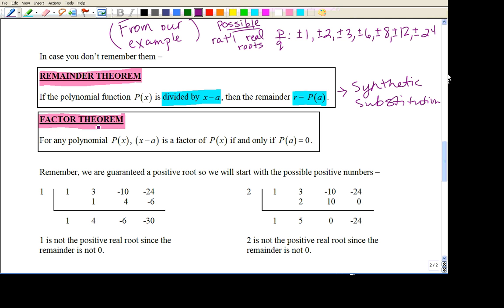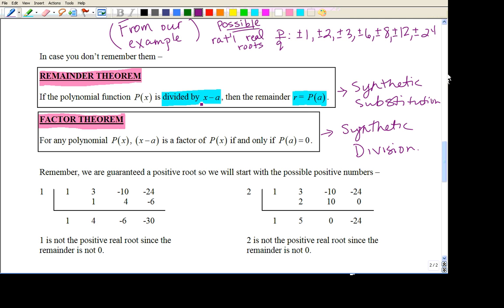Whereas we have the factor theorem, which says that for any polynomial p of x, x minus a is a factor of p of x if and only if p of a equals 0. And we saw this whenever we used synthetic division.